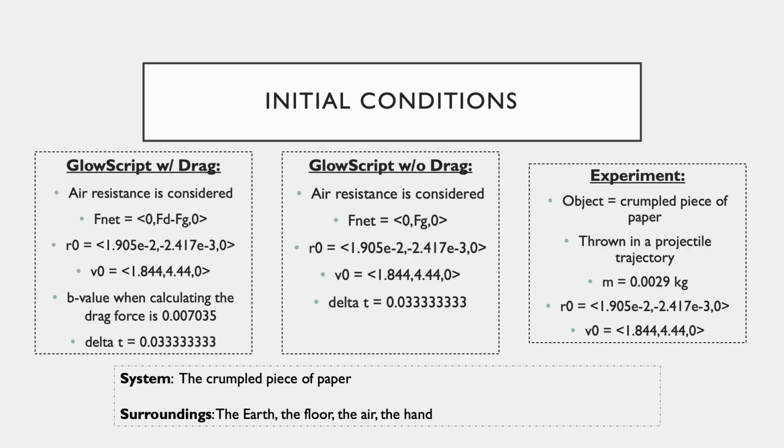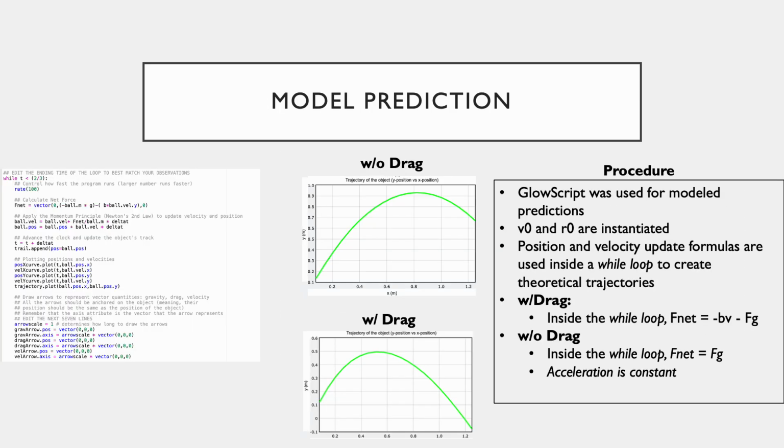However, in the GlowScript model with drag, F net was drag force minus gravitational force, and the B value used to calculate drag was 0.007035. In the simulation without drag force, F net was calculated with just the force of gravity. Delta t in both simulations was 0.033333333 seconds. The system in this experiment is a piece of paper, and the surroundings are the earth, air, and the hand throwing the piece of paper.